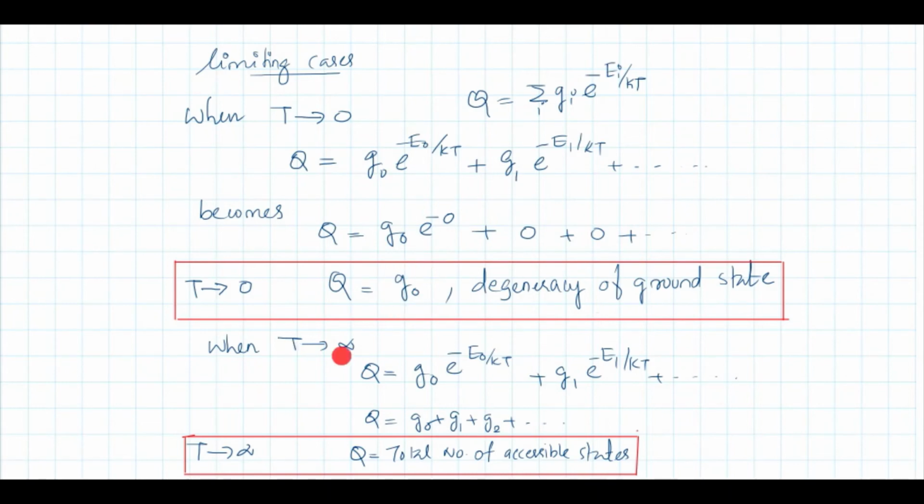In the limit T tends to infinity, what is the meaning of the partition function? What happens in the limit T tends to infinity? We have g0 e raised to minus e0 by kT plus g1 e raised to minus e1 by kT plus so on.